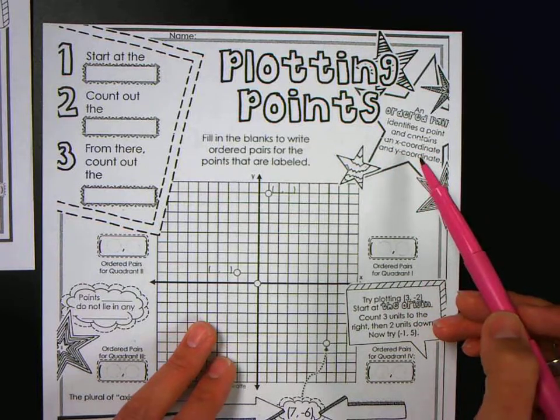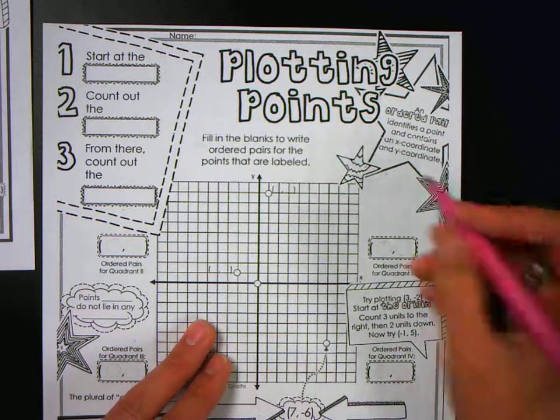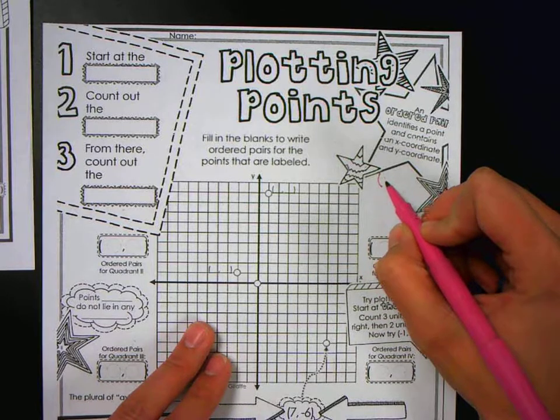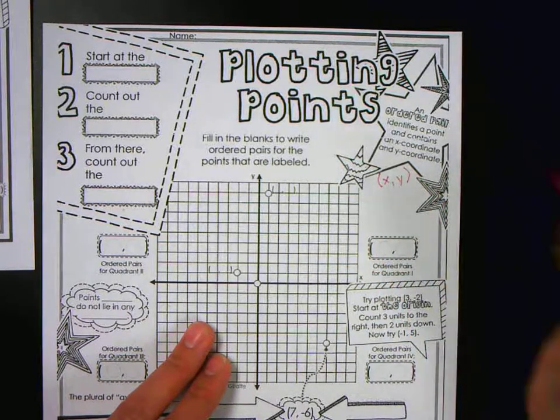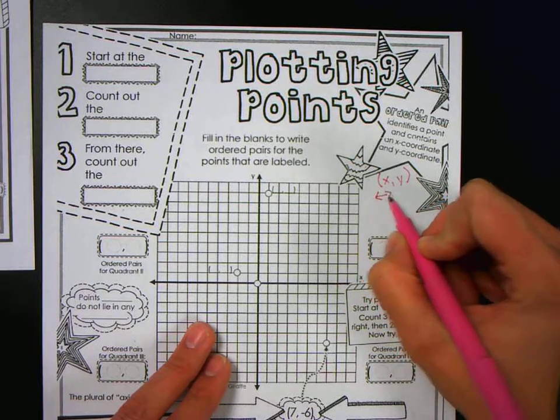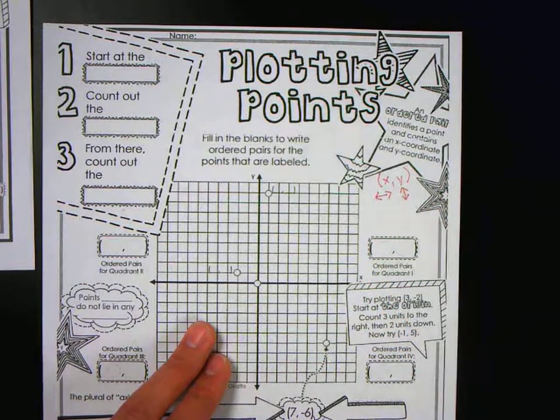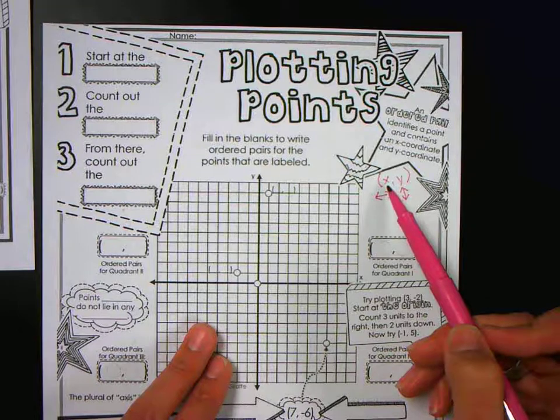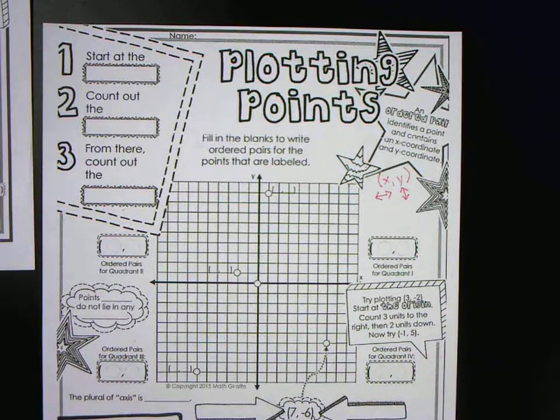So that's what an ordered pair is. Ordered pairs usually look like this. And as a reminder that I like to show students, the x goes left and right, and then our y goes up and down. Notice x comes first in the alphabet, so x is our first coordinate there.